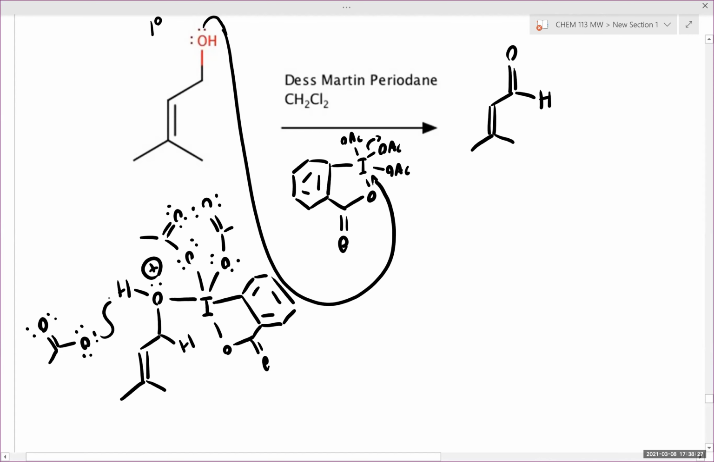Well, we can just remove it using a typical acid-base reaction, right? Acetate is a reasonably strong base, and this protonated alcohol is very acidic, so we can remove this acidic proton. Okay, that in turn gives us the following species.